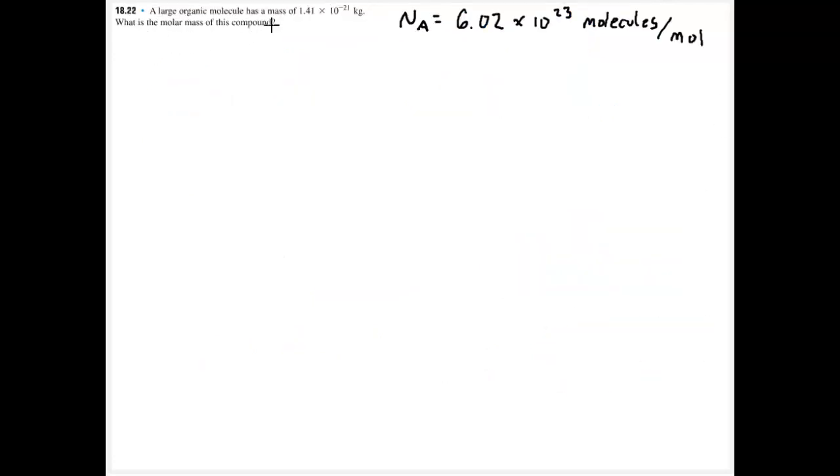So now we have our pressure in both. Now for problem number 22, it's a fairly simple one. A large organic molecule has a mass as such. It's going to be the mass of the molecule. What is the molar mass of this molecule? We know that the molar mass is going to be related to that thing called Avogadro's number. I've already written it over here to save me a little bit of time. Multiplied by the mass of the molecule.